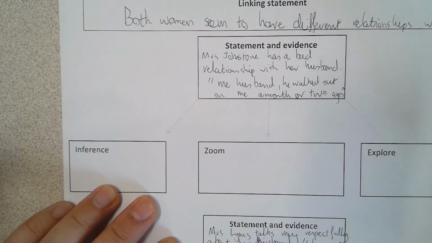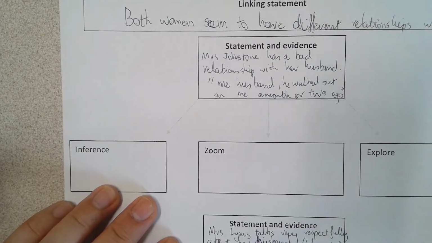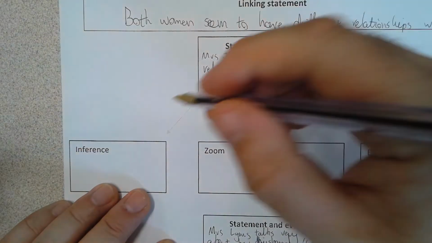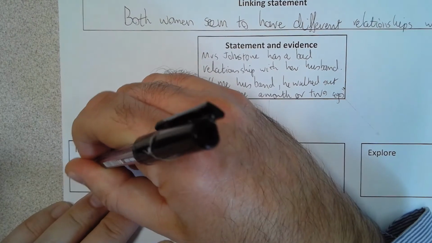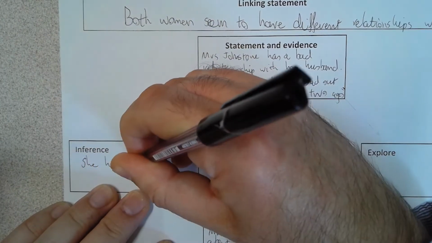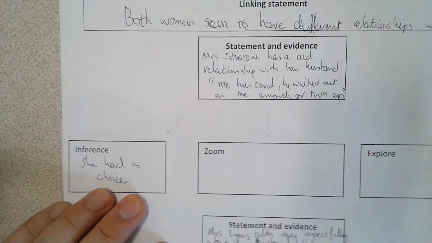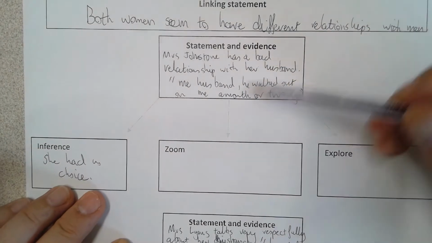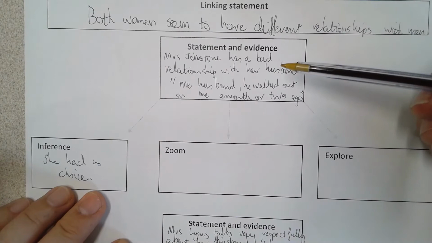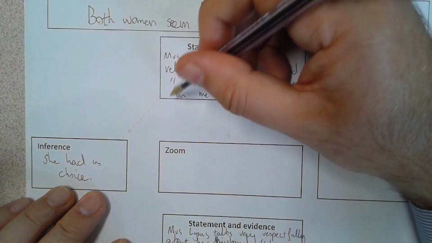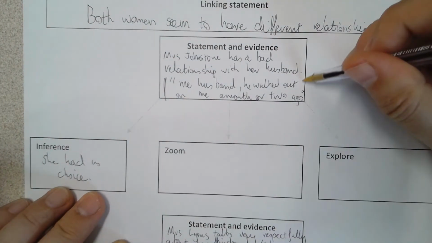"My husband, he walked out on me a month or two ago." It showed she had no say in the matter. She didn't kick him out. She didn't leave him. He decided to leave her, and she had no choice. So here we go. She had no choice. And when I look at this, I need to zoom in, and I want to zoom in on some of the language from the quotation.